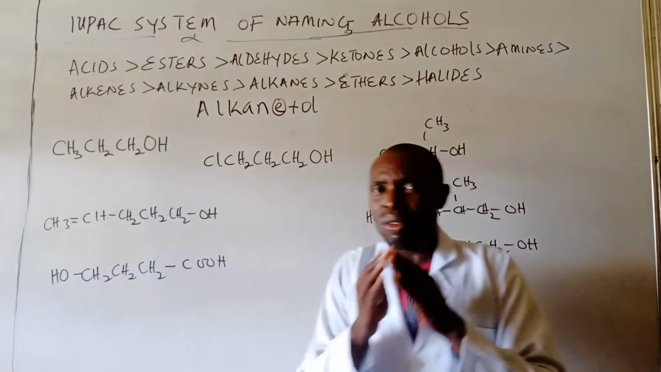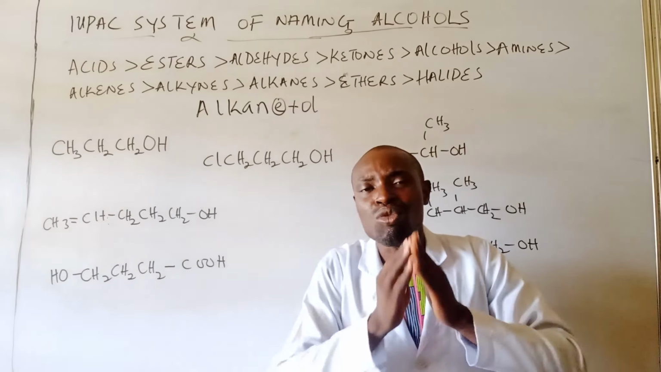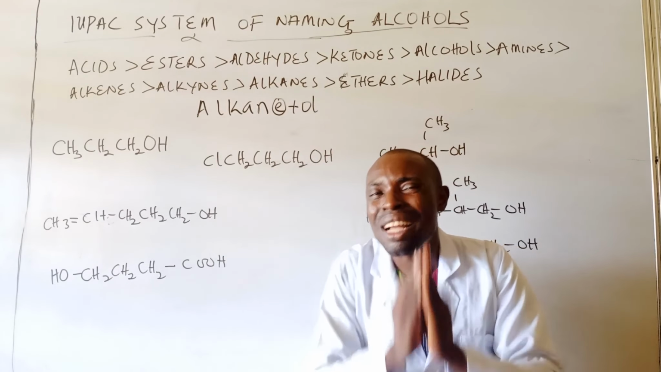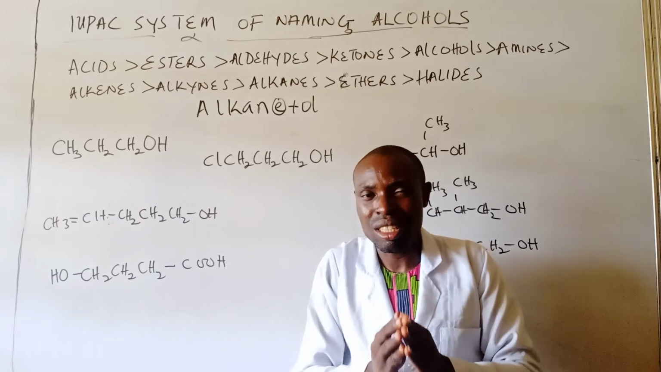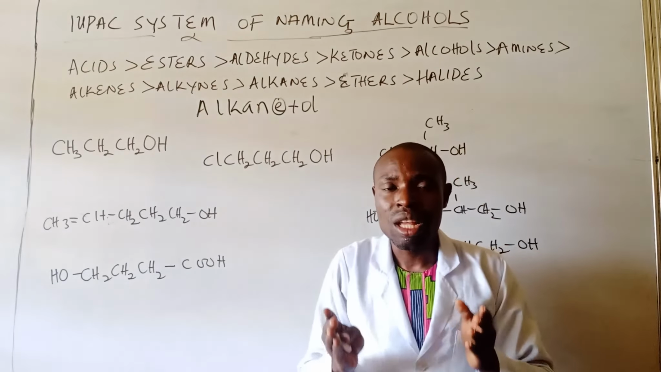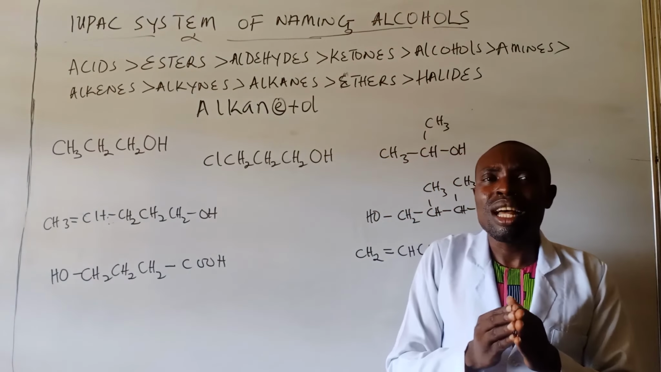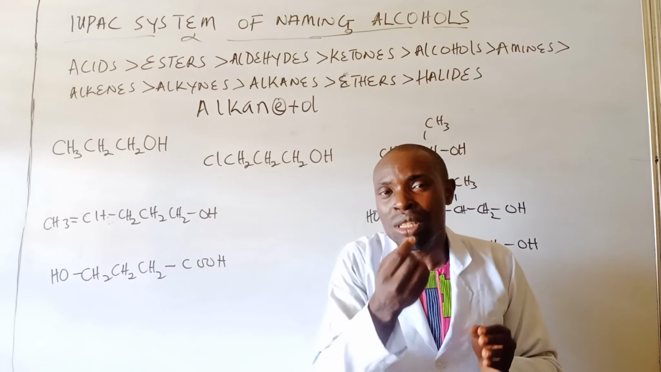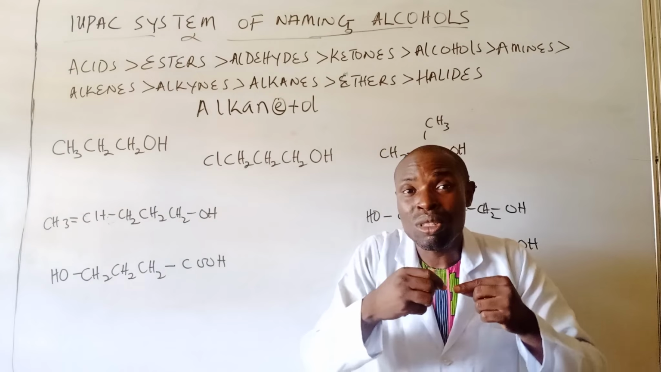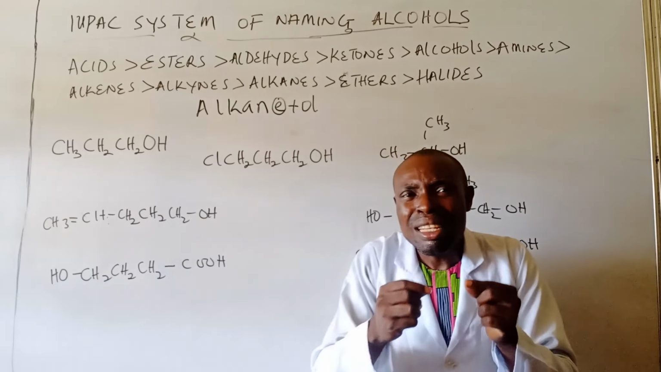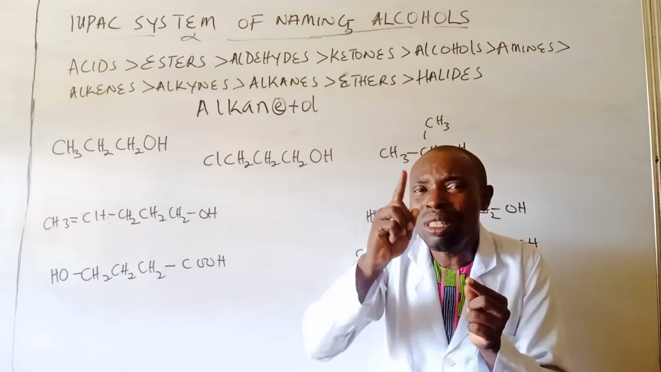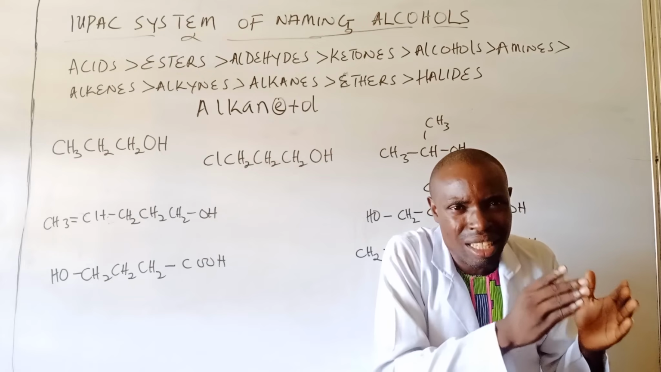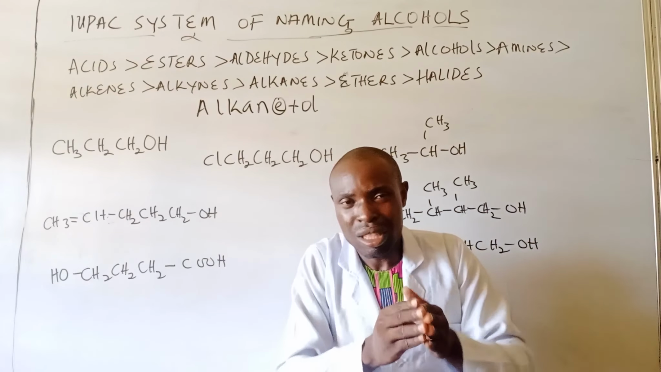In this rule, the first step is that you are to name the longest continuous carbon chain. The longest, that should be your first aim. Secondly, you have to name your alcohol by the hydroxy group, which is the functional group that tells you the chemical property. It is of interest, so all your naming goes to the closest to the hydroxy group.